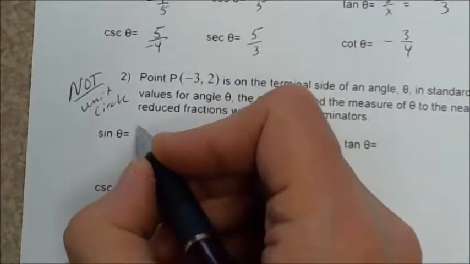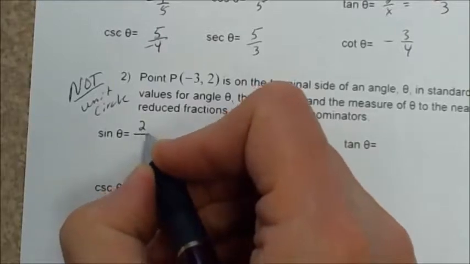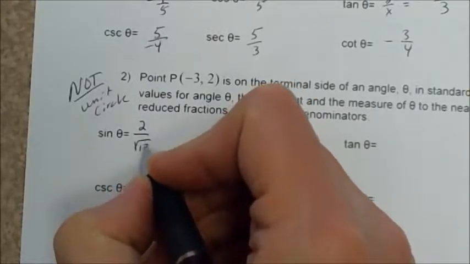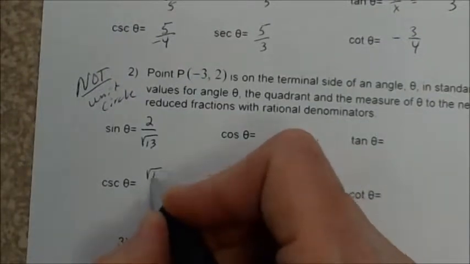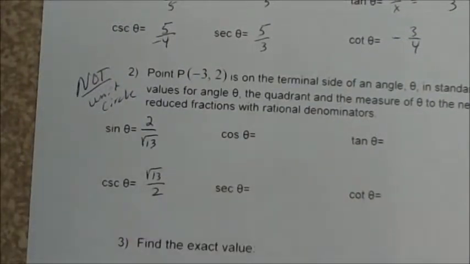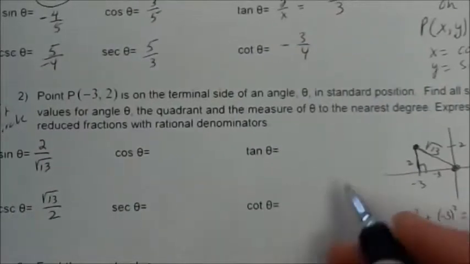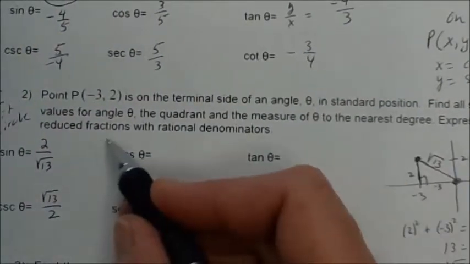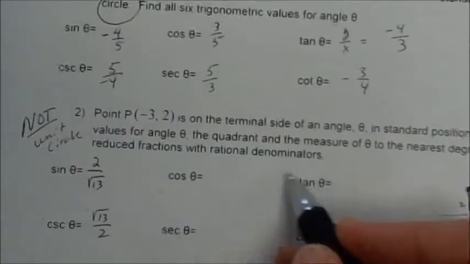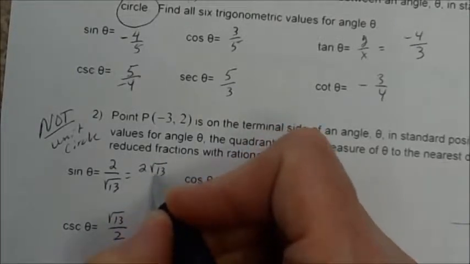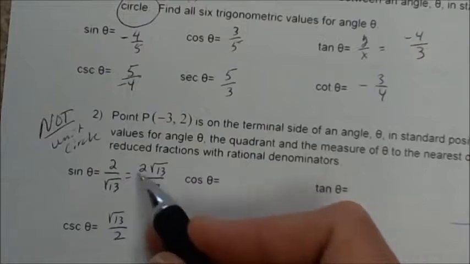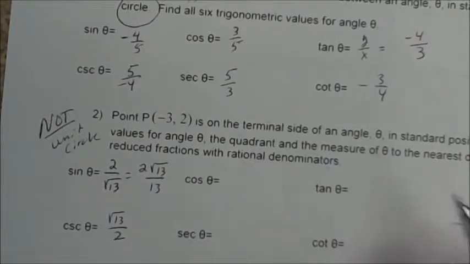Sine is opposite over hypotenuse. The cosecant is the hypotenuse over opposite. Now the instructions say express answers as fractions with rational denominators. Well, we have to rationalize this, so we have to call this 2 square root of 13 over 13 when you multiply top and bottom by the square root of 13.